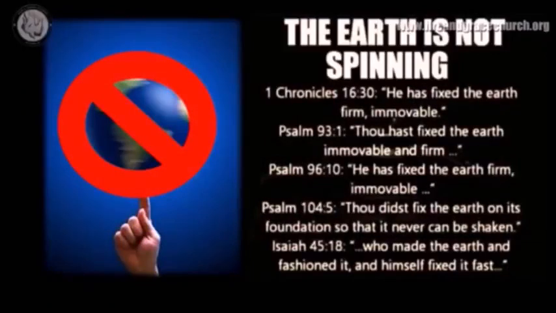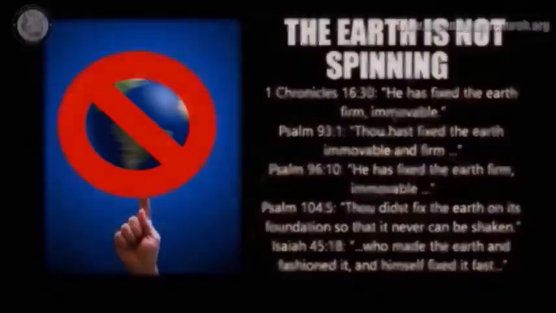Well, it's interesting. Here's a few verses, right? The earth is not spinning. According to the Bible, Chronicles 16:30, he has fixed the earth firm and immovable. Psalm 93:1, thou hast fixed the earth immovable and firm. Psalm 96:10, he has fixed the earth firm and immovable. Psalm 105, thou didst fix the earth on its foundation so that it never can be shaken. Who made the earth and fashioned it himself, fixed it fast. And of course, one of my favorites that I didn't put on here, Zechariah 1:11, that says the earth is still and it rests. Earth fixed system, they're telling you, non-rotating, earth fixed.